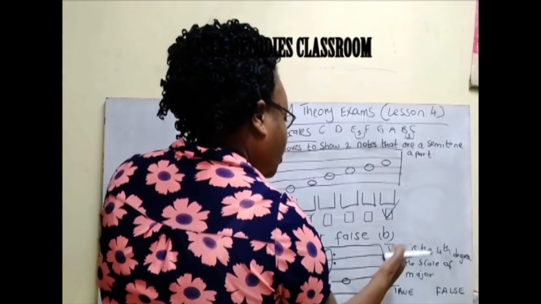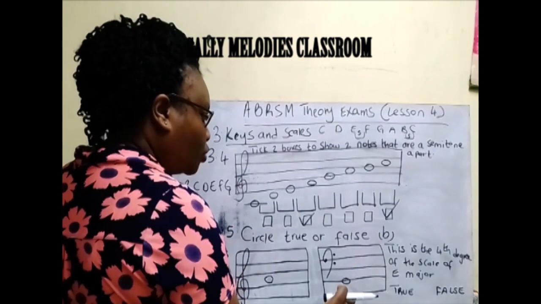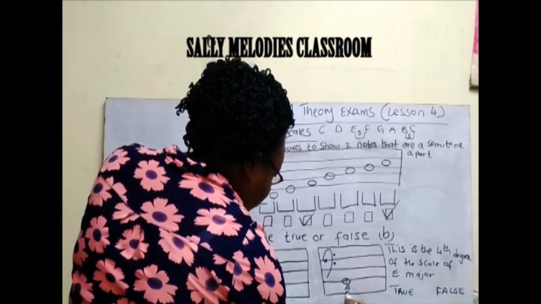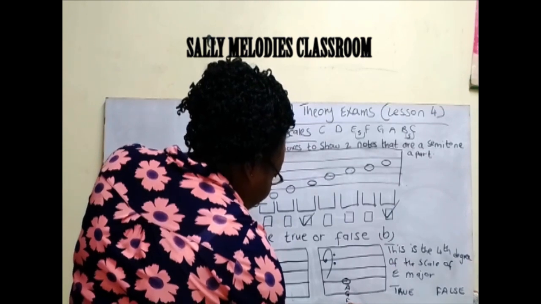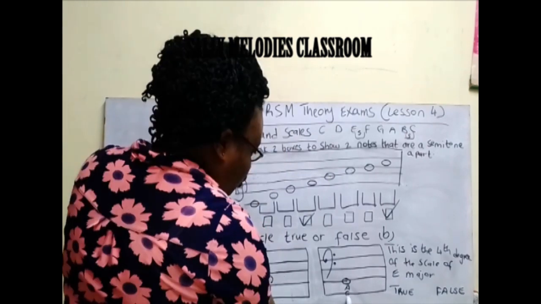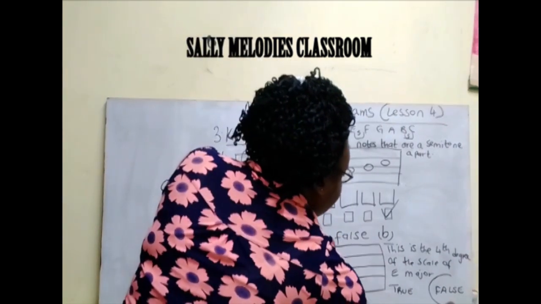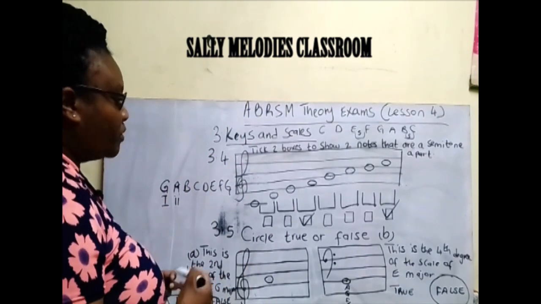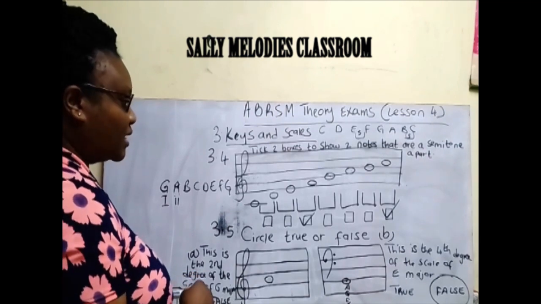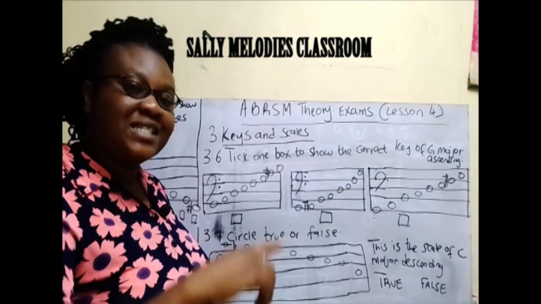This is the 4th degree of the scale of E major. And then you are told to choose the answer, whether it is true or false. This is B. When we come down here, we get A, we get G, we get F, and then on the ledger line, that is where we have our E. 1, 2, 3, 4. It is not a 4th, it is a 5th. So your answer is false. It is good before you choose whether it is true or false, you do some working to get the correct answer.